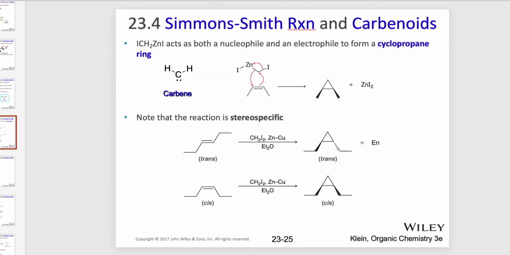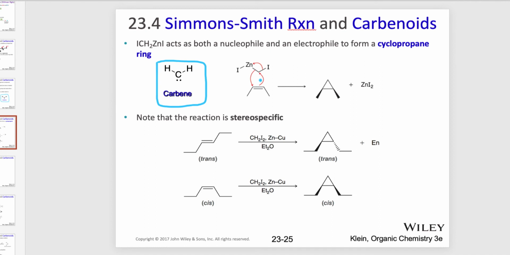On the next slide, we have some more information. Again, here is the Simmons-Smith reagent, and it can be seen as acting as a nucleophile and an electrophile. Again, we want to think about a carbenoid reactivity, whereby this electron pair is helping to form a bond to the carbon of an alkene unit, while the pi bond is helping to make the second bond.